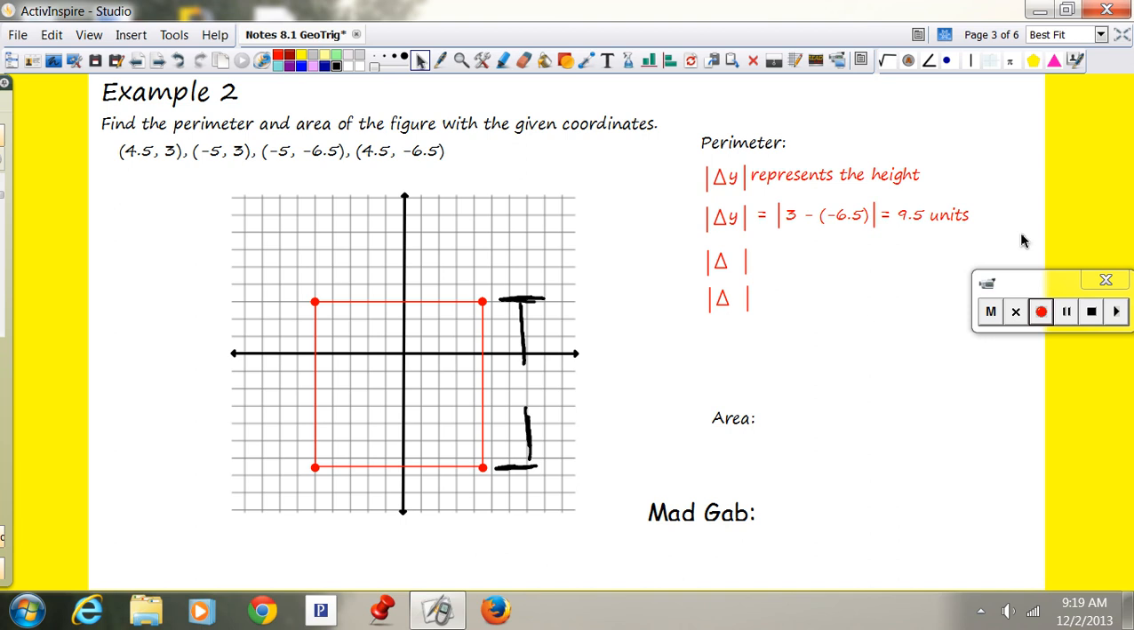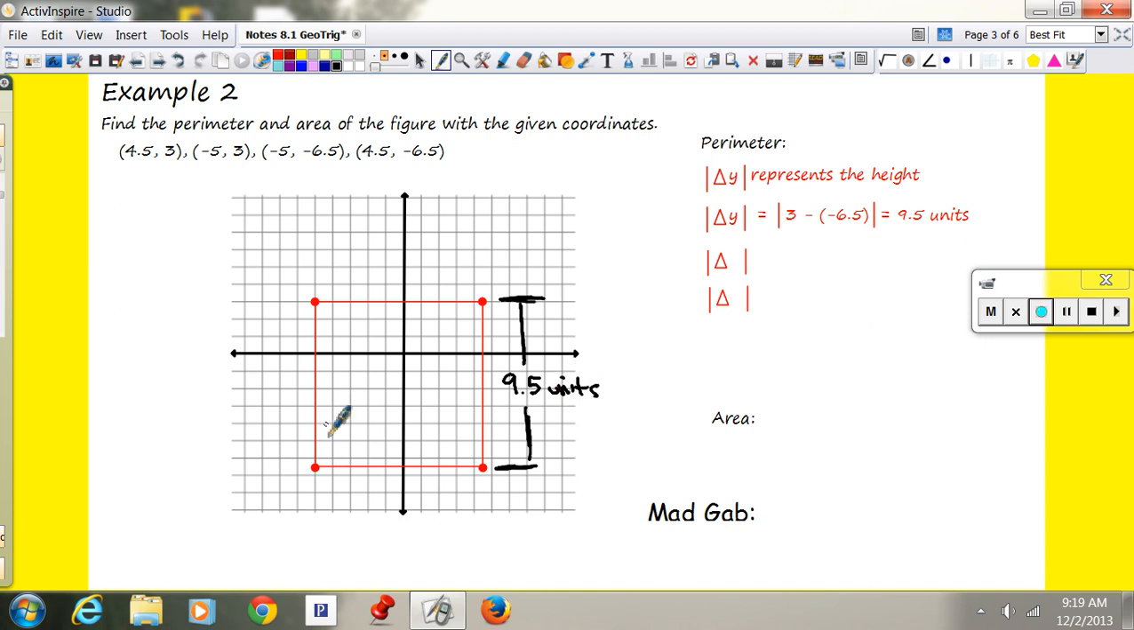Two of our y coordinates are 3's. The other two y coordinates are negative 6.5's. So I'm going to take the 3 right here, and I'm going to subtract the negative 6.5. Why? I'm taking one coordinate and subtracting the other coordinate to find out how far apart they are. When I subtract those two, since it's a double negative, you make it plus and you get positive 9.5. So that means that this right here is 9.5 units.